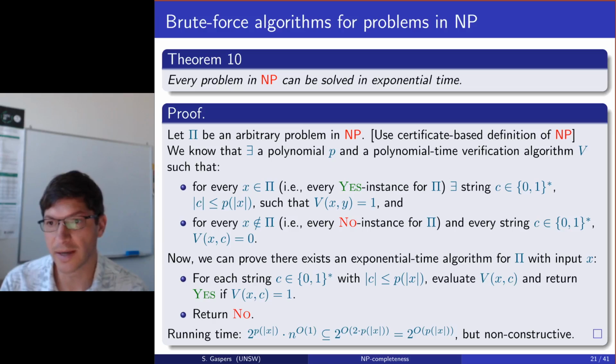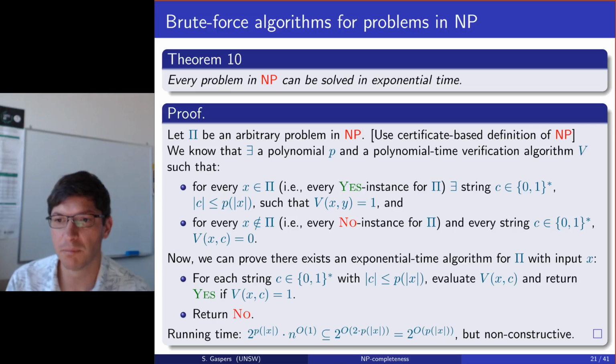So our exponential time algorithm will work as follows. We will enumerate each string C that contains symbols 0 and 1, and that has length at most p of the size of x. Now we evaluate this certificate on this input instance using the verifier, and we return yes if the verifier returned 1. And after having checked all these strings of size at most p of x, if none of these certificates was a valid certificate for the input, then we can return no.